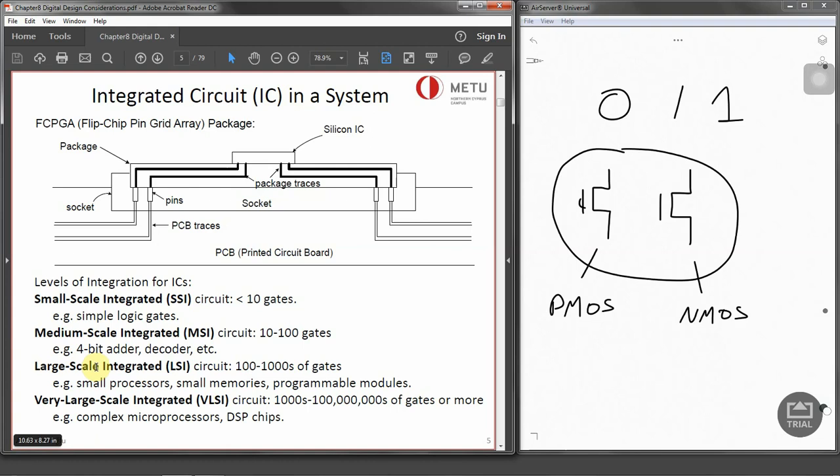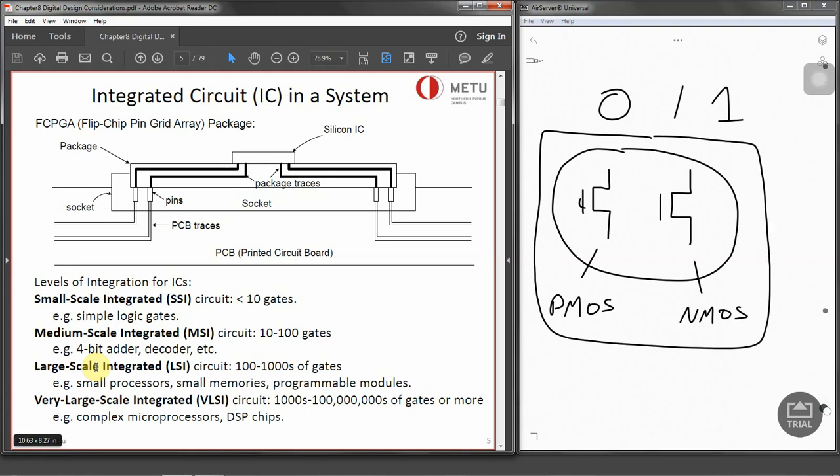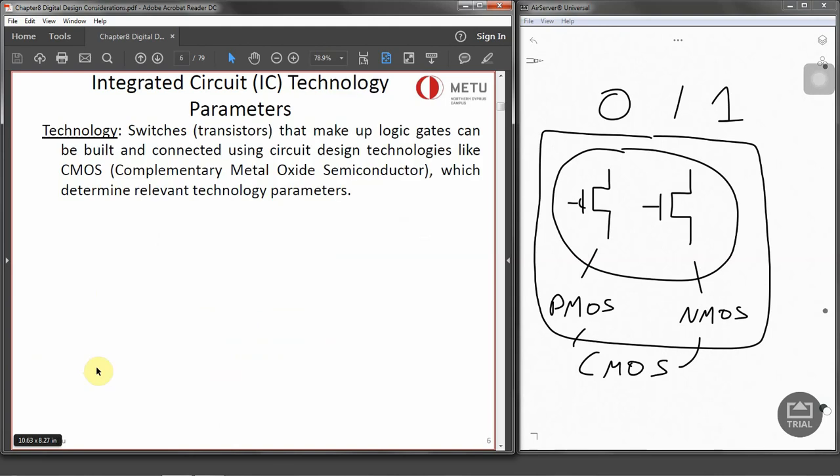This comes from complementary metal oxide semiconductors. Complementary means the PMOS and NMOS complement each other. When one of them is on, the other one is off, and so on. When we build them together, they can form any kind of logic circuit. So the technology that we are using is known as complementary metal oxide semiconductor, which is the most used technology.